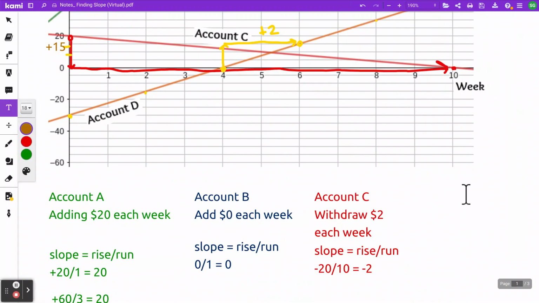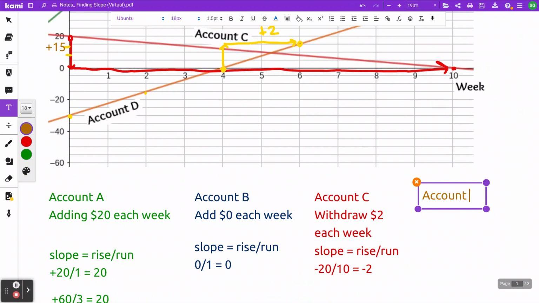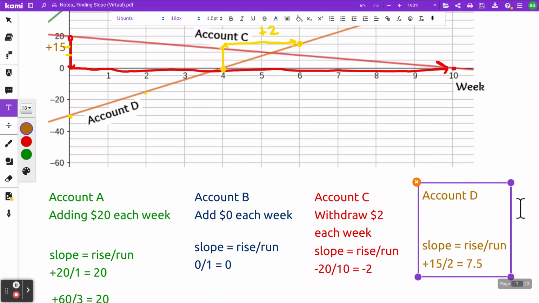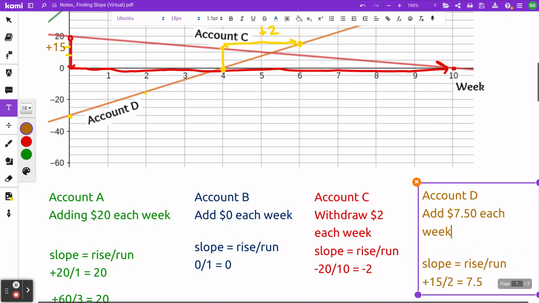So one last time, going back to our handy dandy slope, I'm seeing for my rise, we went up $15, and my run was over 2 weeks. So 15 divided by 2, this is the first time we're going to get a decimal. That is 7.5. When I think about in this situation what that slope means, my line's going up. So I could say they're adding, I'm going to make that look a little bit more like money and say $7.50, and like all the other ones, each week.